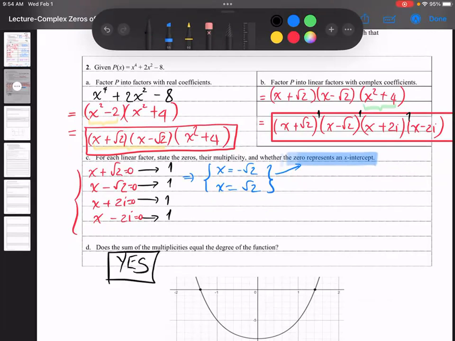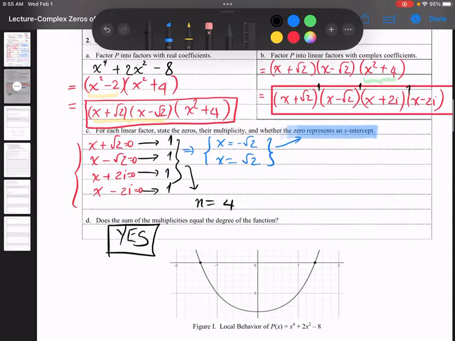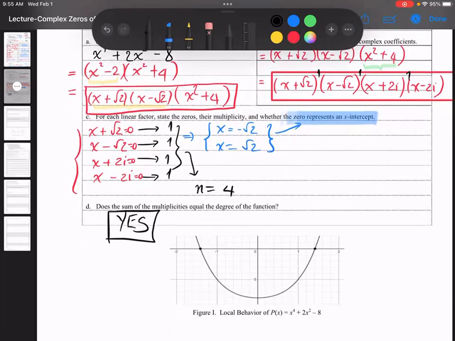And the reason being because n equals 4, which matches the original polynomial. As you can see from the graph right there, you only see 2 real zeros. Remember what one of the theorems said, you only see up to n zeros on the real axis.